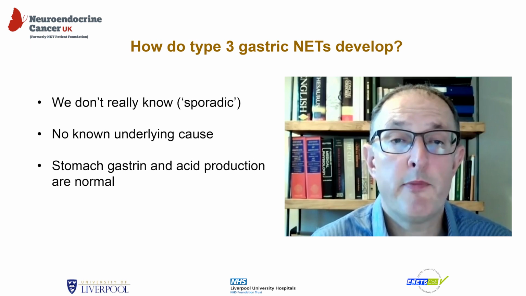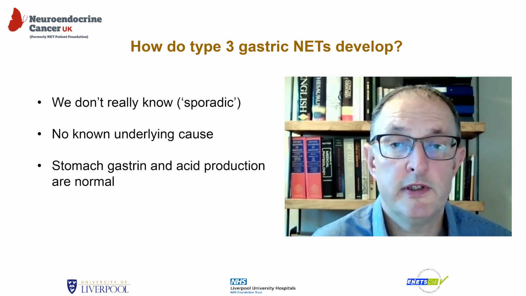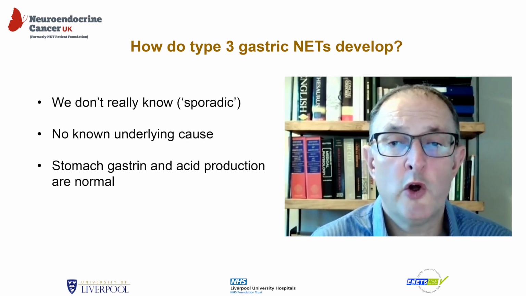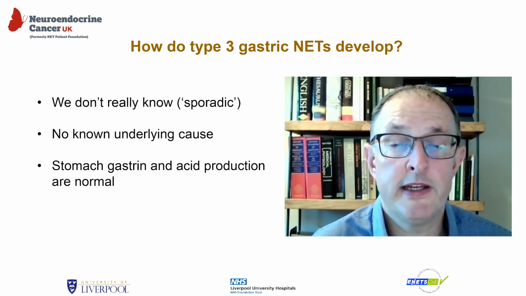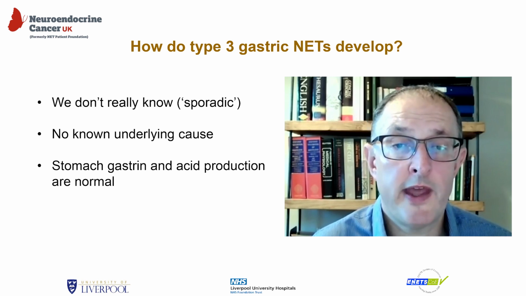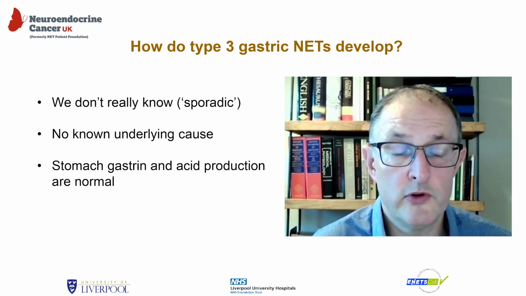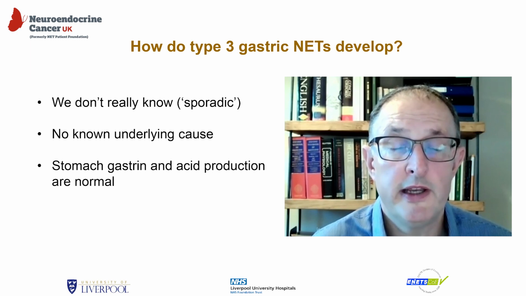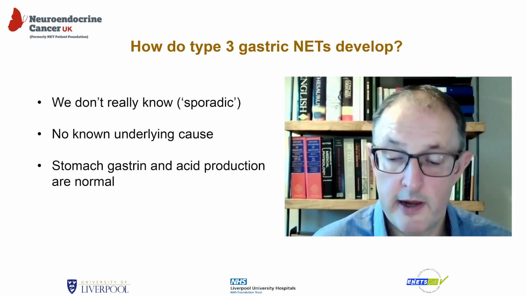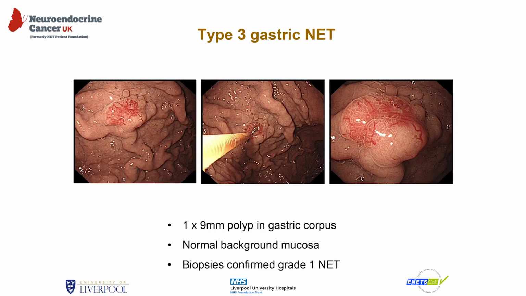Moving finally on to type 3 gastric neuroendocrine tumours. Well, these are what are called sporadic tumours, which means that we don't really fully understand how they develop. However, we do know that they're not associated with any other underlying cause. And in this type of gastric neuroendocrine tumour, the gastrin level in the stomach and in the blood and the acid production in the stomach are all normal.